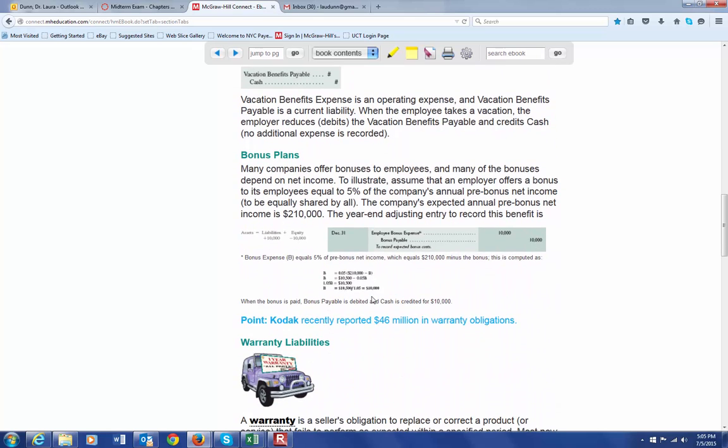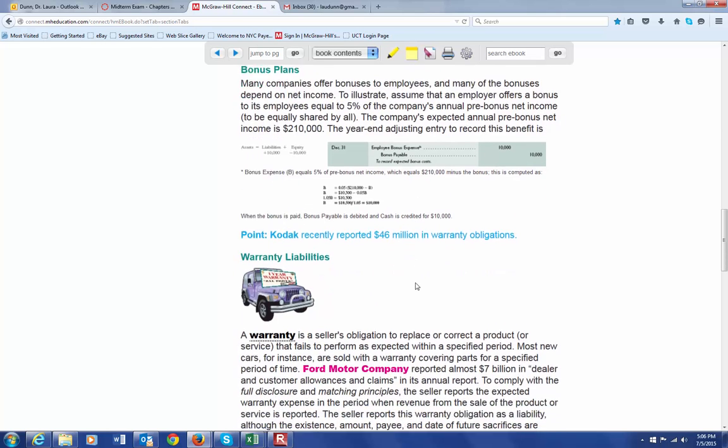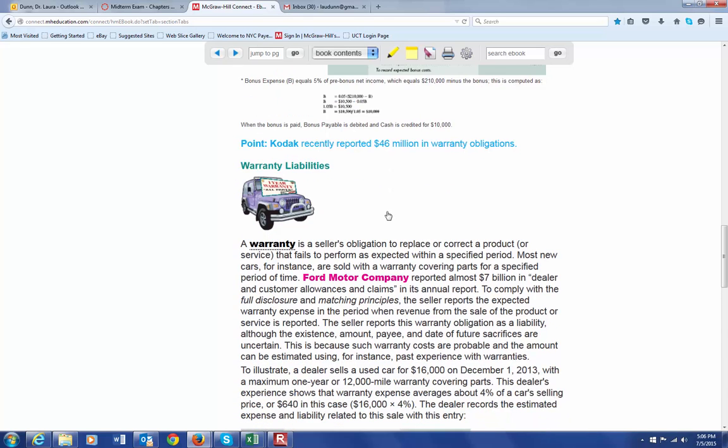And then there's also bonus plans that sometimes companies have. Again, they may not know how much the bonus is going to be because it might be based on the annual net income, but they can estimate by charging the amount that they think it's going to be to expense, and then charging the other part to bonus payable, and then again it can be adjusted at the end of the year if those amounts turn out to not be exact.